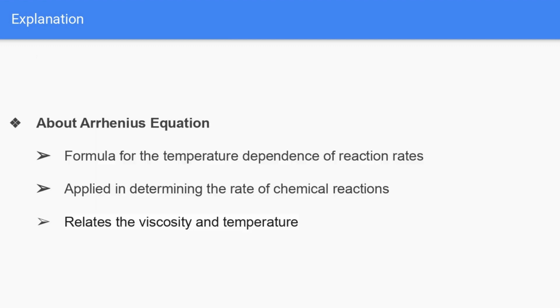What are the applications of Arrhenius equation? We can apply Arrhenius equation in 3 fields. First one is to show the temperature dependence of chemical reaction rate. Second one is to determine the rate of chemical reactions. Third one is to relate the viscosity and temperature. That is, to relate the temperature dependence of viscosity of a given fluid.